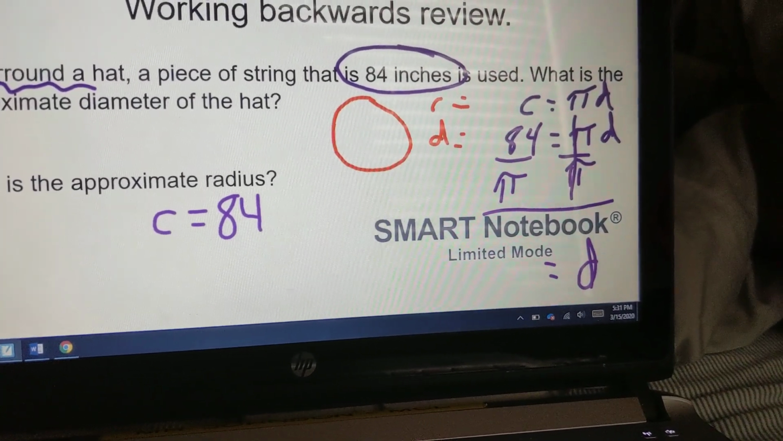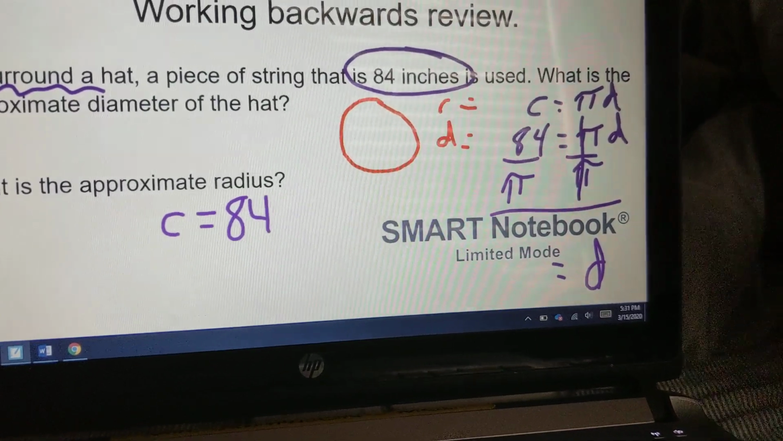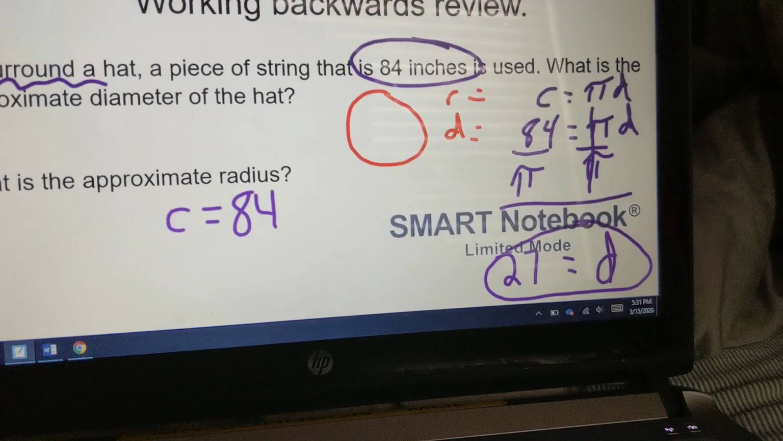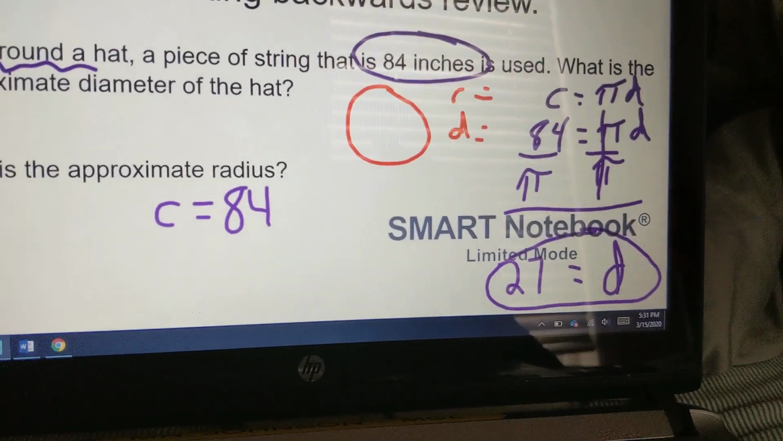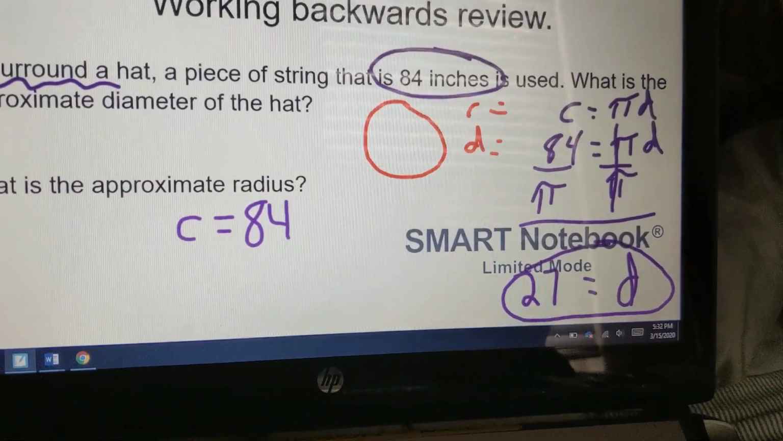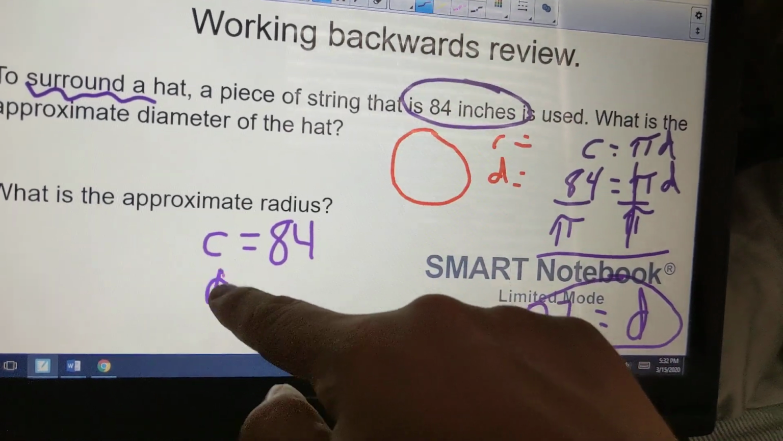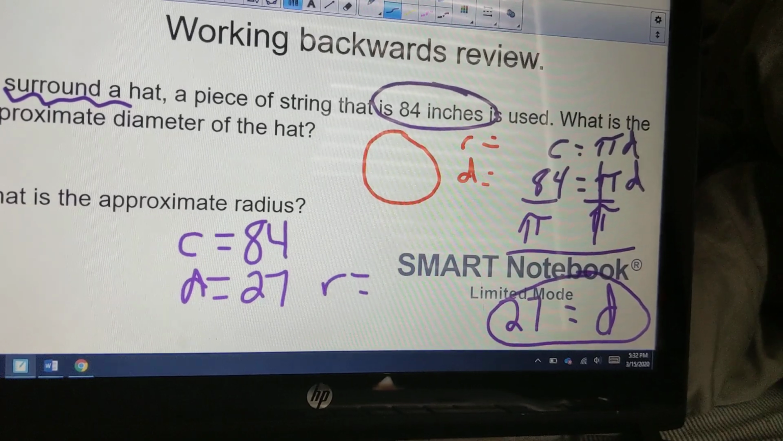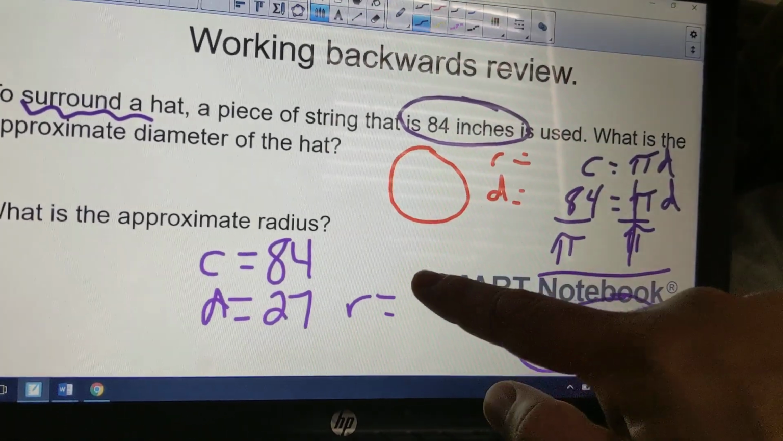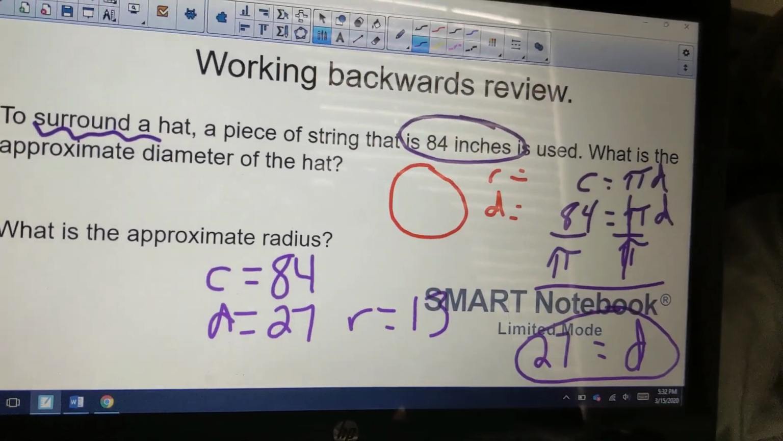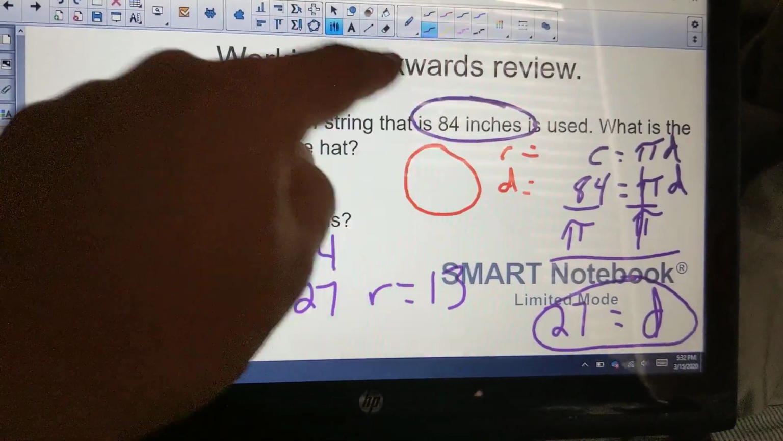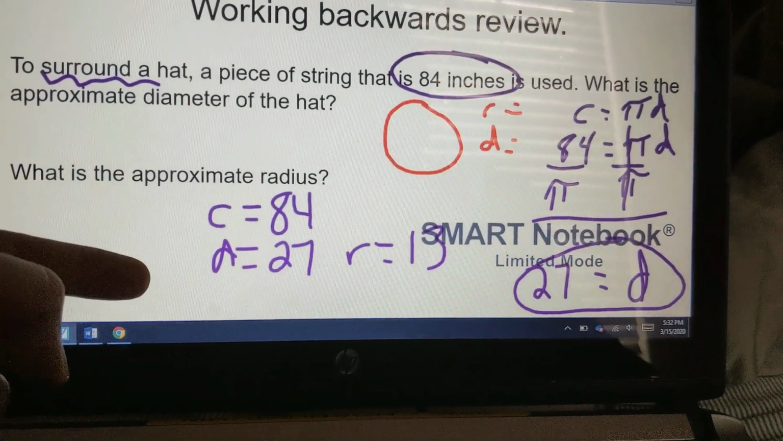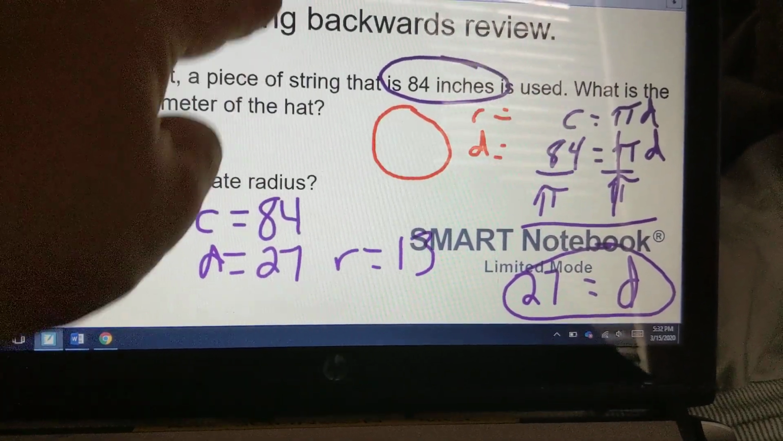84 divided by 3.14 gives us a diameter of roughly 27. Your calculator will probably say 26.751 with a long string of decimals. So now, if we know the diameter is 27, the radius is half of that, so 27 divided by 2, we're going to have a radius of around 13. So from this one piece of information, we were able to work backwards to figure out the diameter and the radius of this circle.